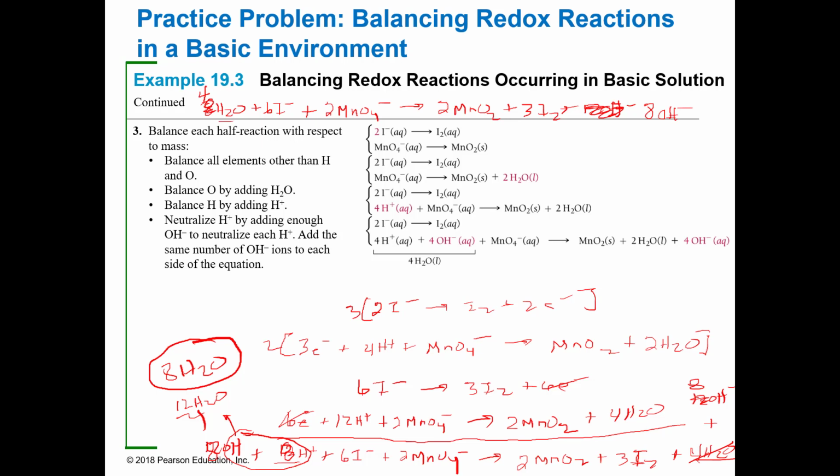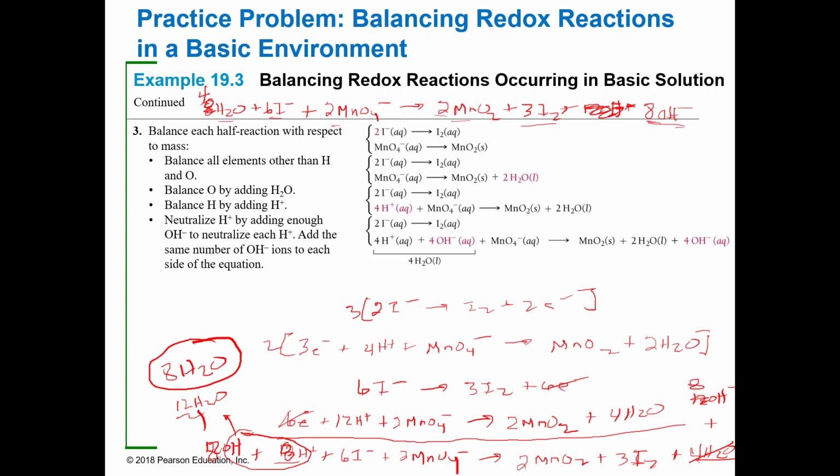We got 4 times 2, 8 hydrogen here, 8 times 1, 8 hydrogen here. We've got 6 iodides here, and we got 3 times 2, the 6 iodines here, and we got 2 manganese and 2 manganese, and the total oxygen is 2 times 4 is 8, and 8 plus 4 is 12. So we got to have 12 oxygen. 2 times 2 is 4, and then 8 times that is 4. All right. One last thing to look at is the charge. We have 6 negative and 2 negative on the reactant side. That's a total of 8 negative, and over here we got 8 negative.